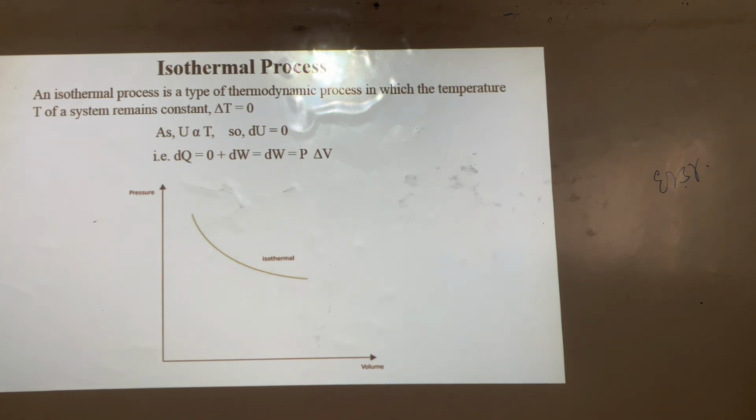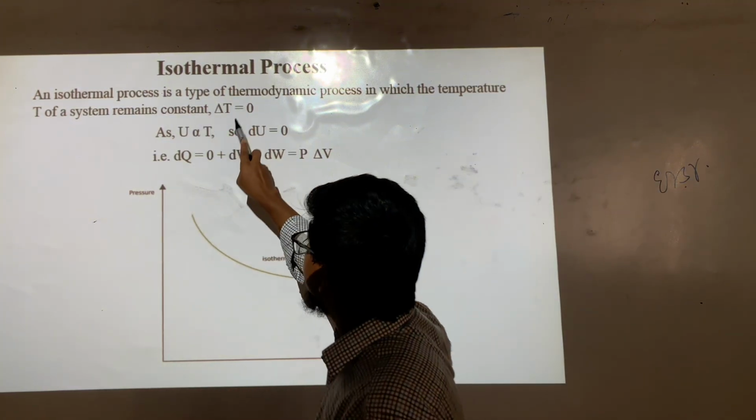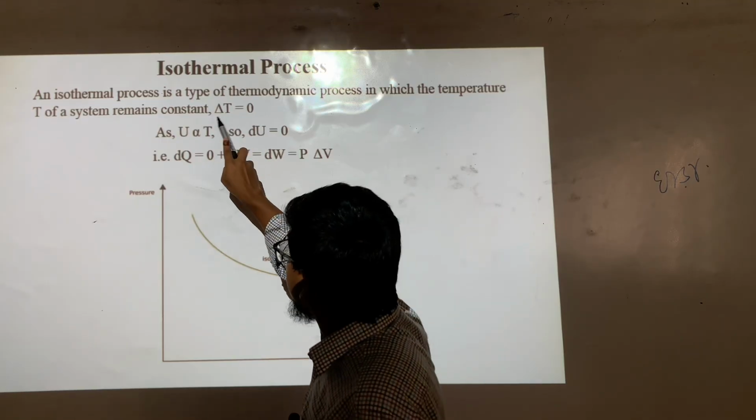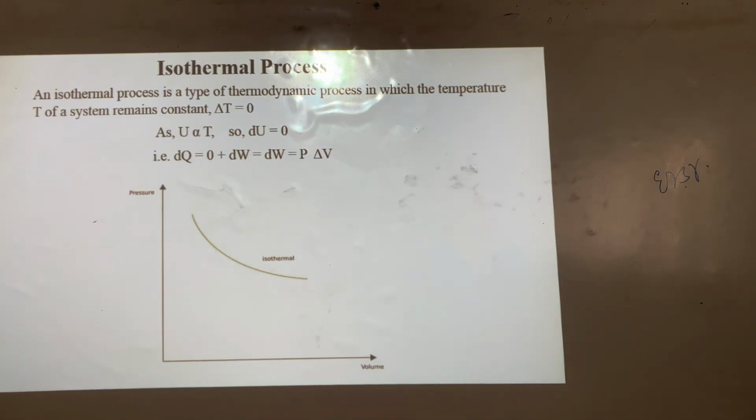Okay, up next we have isothermal process, and these are all under first law of thermodynamics. Okay, these are all applications of first law of thermodynamics. Isothermal system, as you all know, has fixed temperature, because iso means same, and thermal means temperature, so it means same temperature. If the temperature is same, then change in temperature is zero. There is no change in temperature.